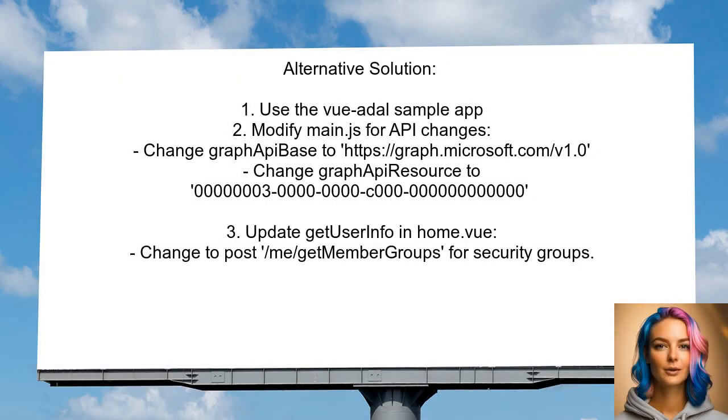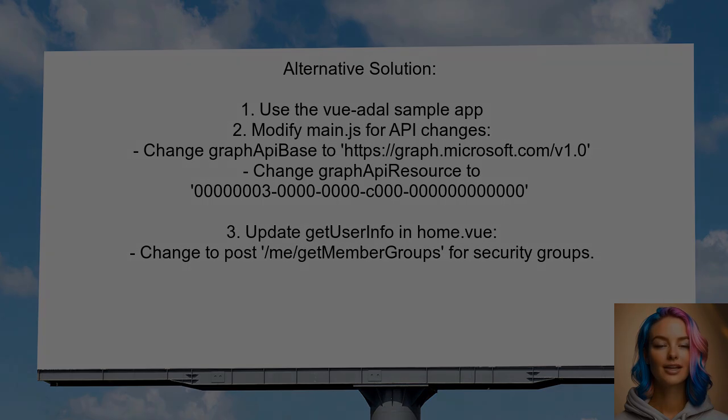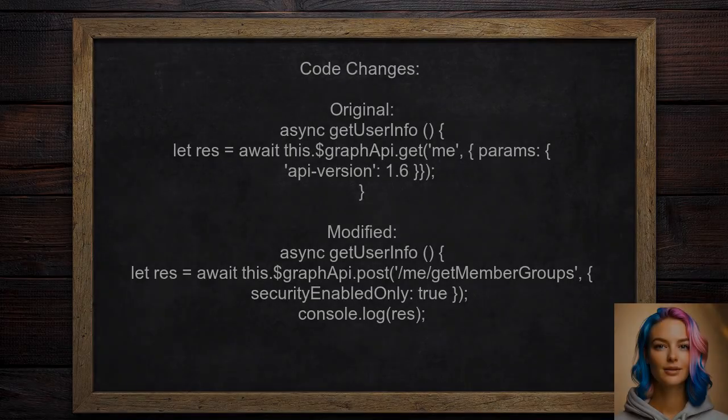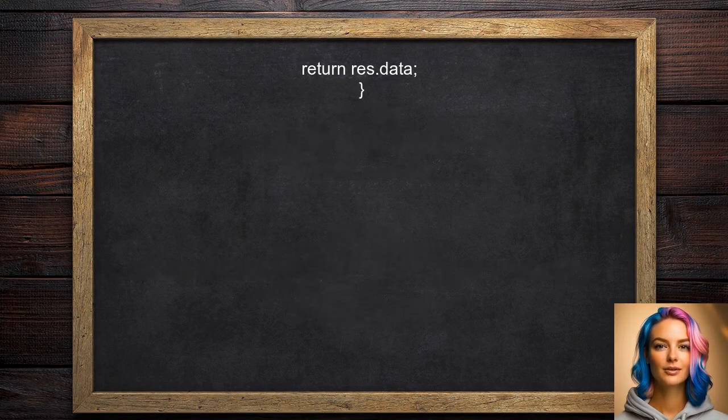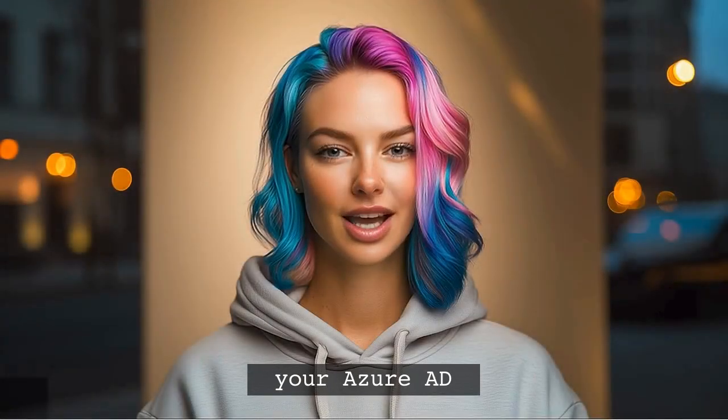One user shares their approach to authenticate a Vue.js app with Azure Active Directory. They started by using the Vue idle sample app from GitHub. However, they made some modifications to fit their needs, particularly to retrieve user security groups. They adjusted the Axios query to fetch the security groups the user belongs to, ensuring they receive the necessary data from the API. Here's the tip I promised.